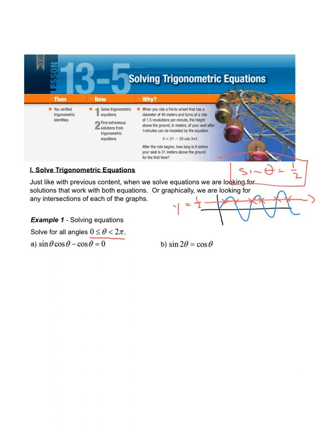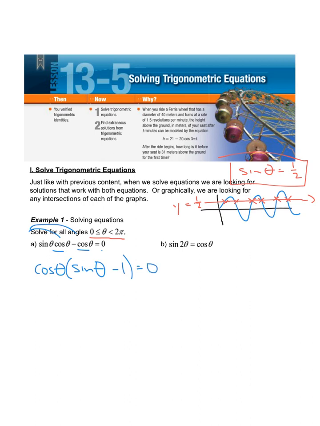So first thing, looking at our equation, I notice it is equal to 0. And I notice that both terms have a cosine factor in them. So our first strategy is factor if you can. Since they both have a cosine, I can do the reverse distributive property. It's called factoring. So if I factor out cosine, I wind up with cosine of theta times sine of theta minus 1 equals 0.